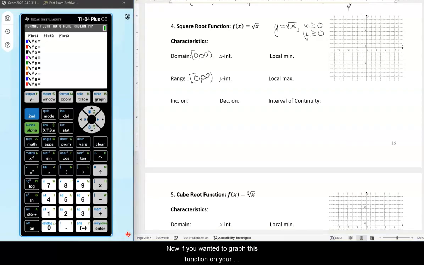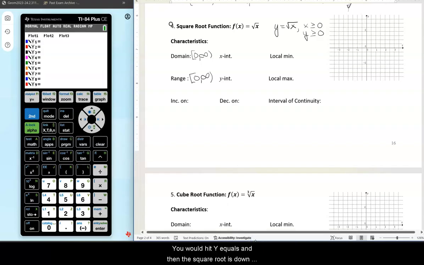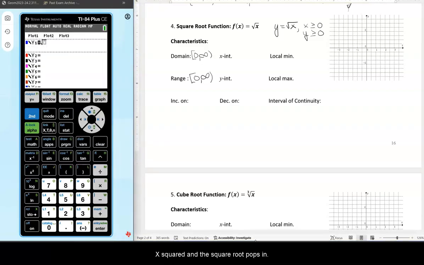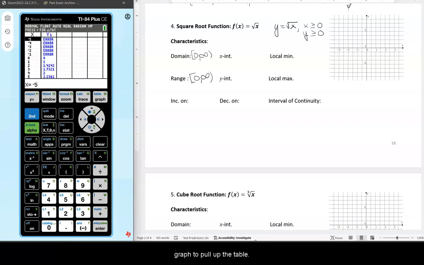Now, if you wanted to graph this function on your calculator, you certainly could. You would hit y equals, and then the square root is down here above the x squared. So you'd hit second, x squared, and the square root pops in. Hit your variable button, x, and graph. There it is. Now, if we take a look at its table, hit second graph to pull up the table. You'll notice everywhere x is negative, you get an error.